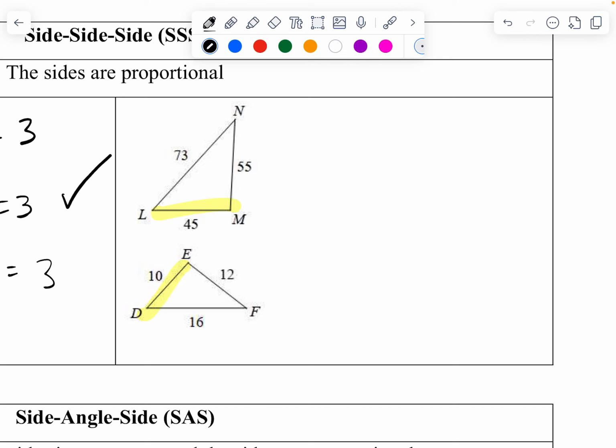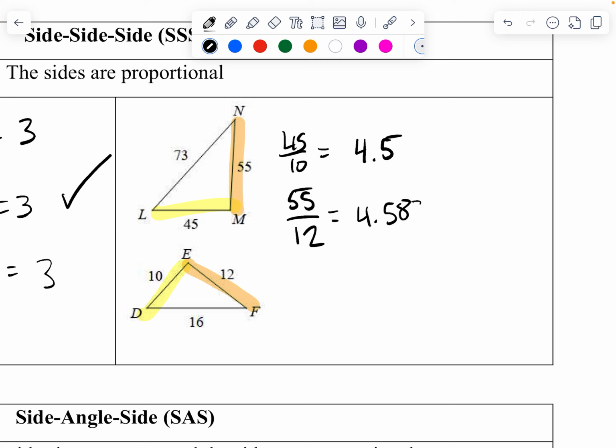Smallest to smallest, 45 to 10, which is, let's see here, 45 divided by 10, 4.5. Okay, the next number we have 12 to 55. Now I said 12 to 55, but notice I'm staying consistent. The larger number is on top. If you go from larger triangle to small, you have to stay that same way in your proportions. So 55 divided by 12 gives us 4.583 repeating. And right here, you can stop.